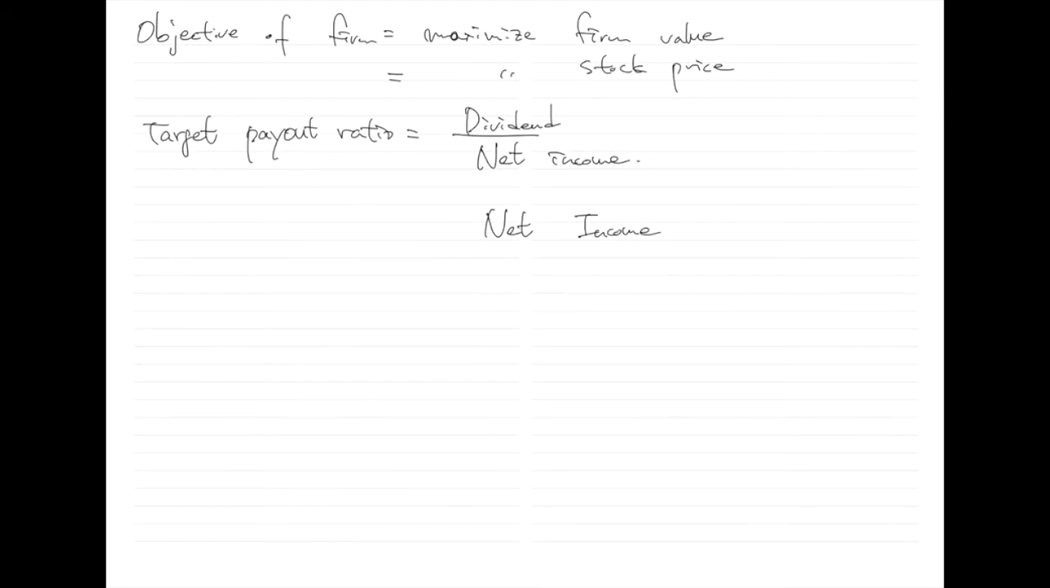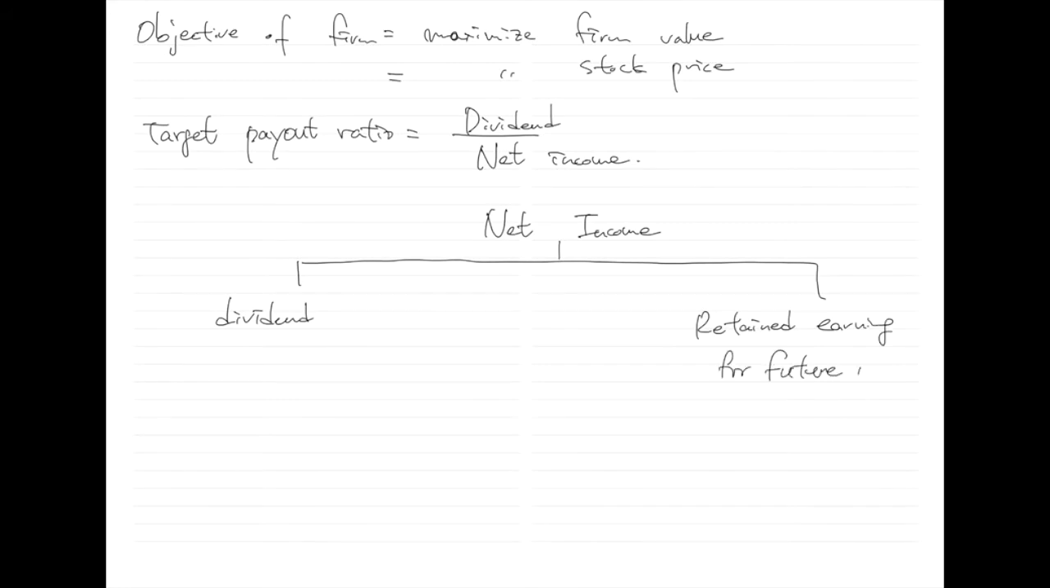So net income can be used two ways. Just distribute to the shareholder. We call that dividend, right? And the retained earnings for future investment, right?